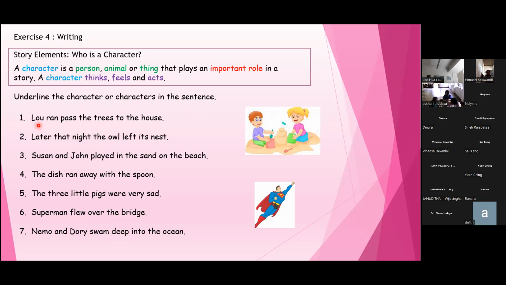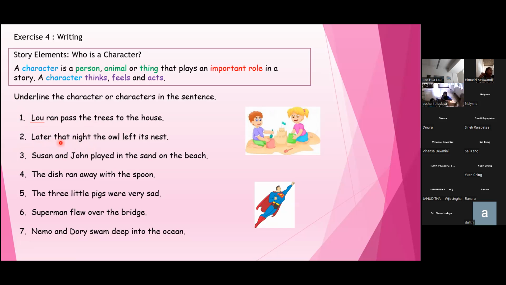Lou ran past the trees to the house. Very good. So who is the character of the story, the sentence? Lou. Yes, Lou is the character. And what did he do? Ran past the trees. Yeah, so you see, this sentence is very simple and very easy to understand, right? Character and what he did, right? Okay, next, sentence number 2.